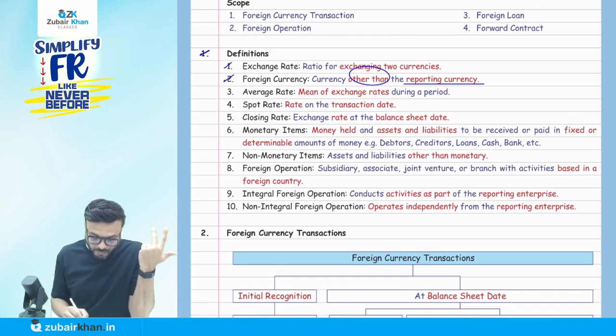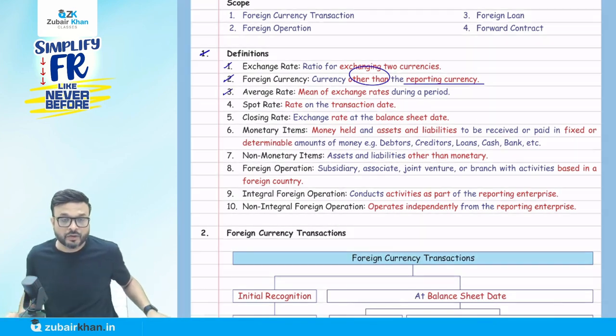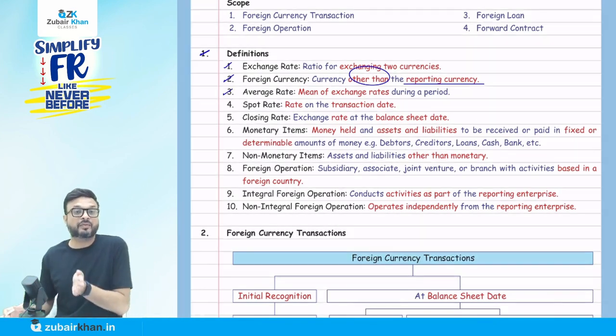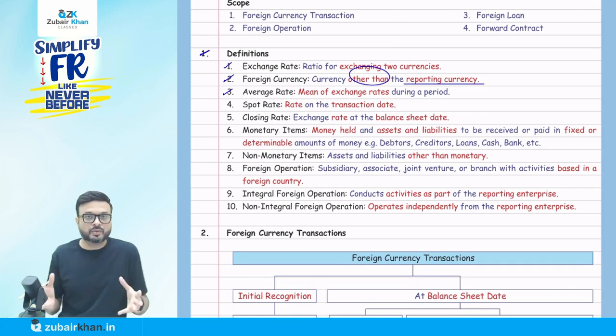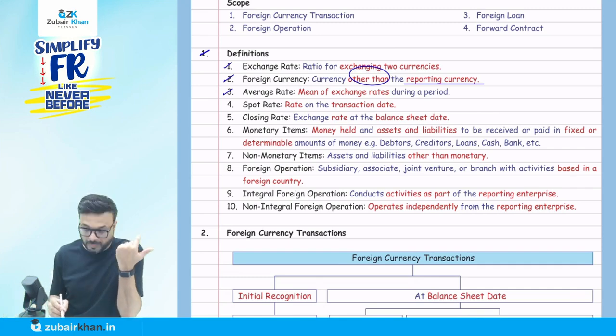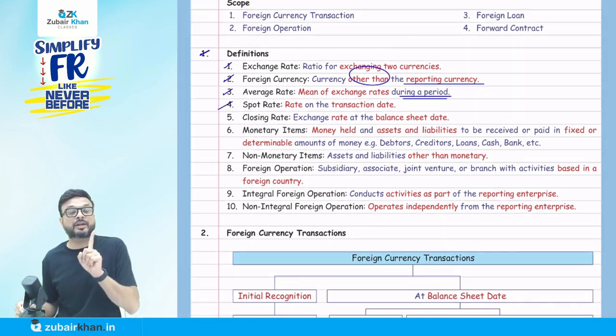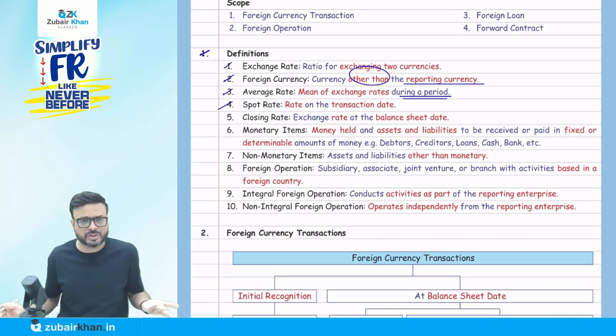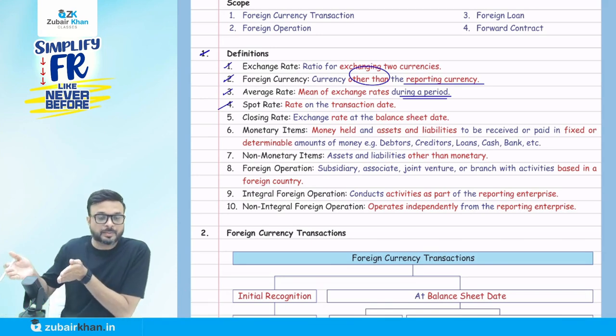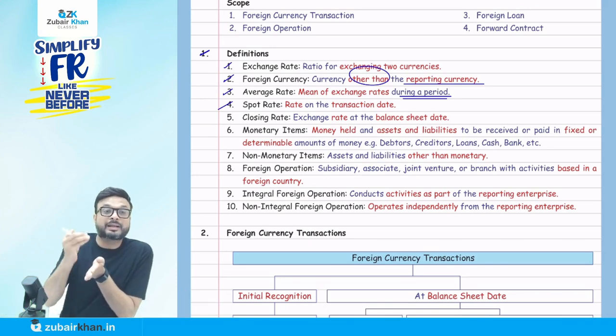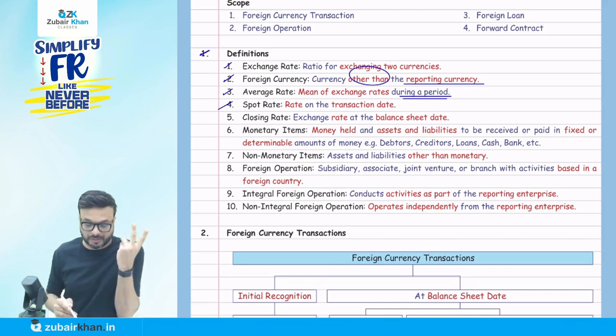What is the average exchange rate? We know that the exchange rate fluctuates daily, so the average of those is called the average rate, meaning the mean of the exchange rate during the period. Spot rate means the exchange rate on the date of the transaction. Suppose I purchase on, let's say, 15th of March. We'll discuss the accounting later, but the rate on the date of the transaction we call the spot rate.